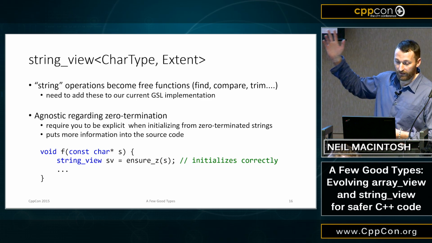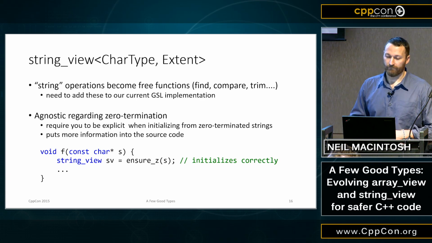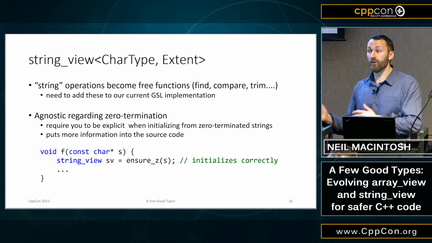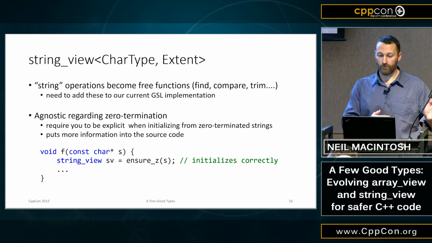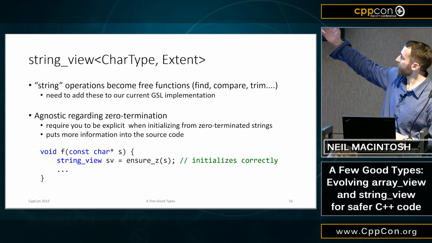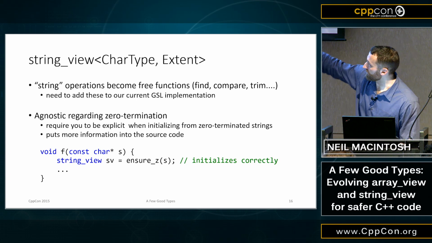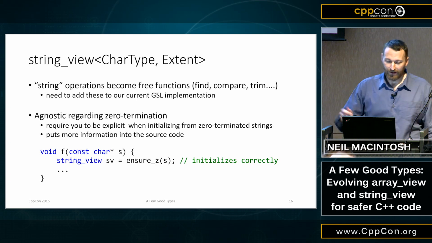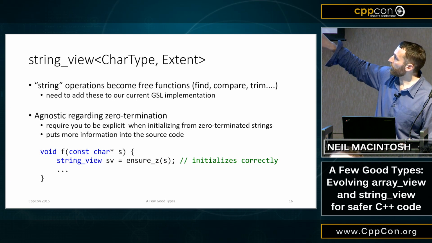I don't know if I made it clear enough in the previous example, but string view is completely agnostic about zero termination. Okay? You can manufacture a string view from a zero terminated string, as we showed with the ensure z function, which we've got repeated down here at the bottom. Fantastic. But that should be a C string view, I just noticed, if it's a const char coming in. But you have to be explicit when you're doing operations like that.